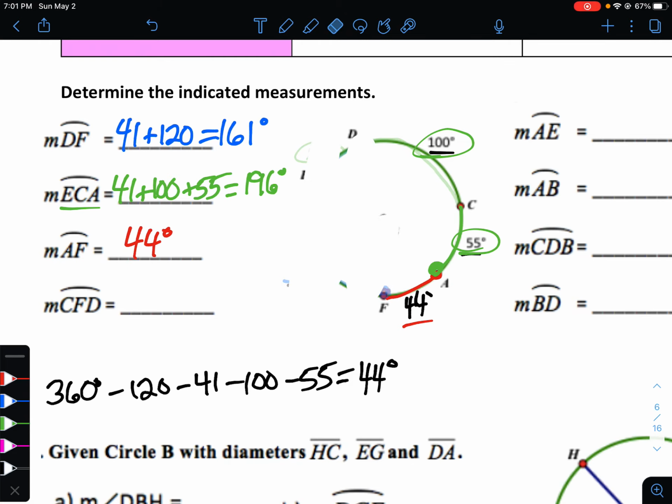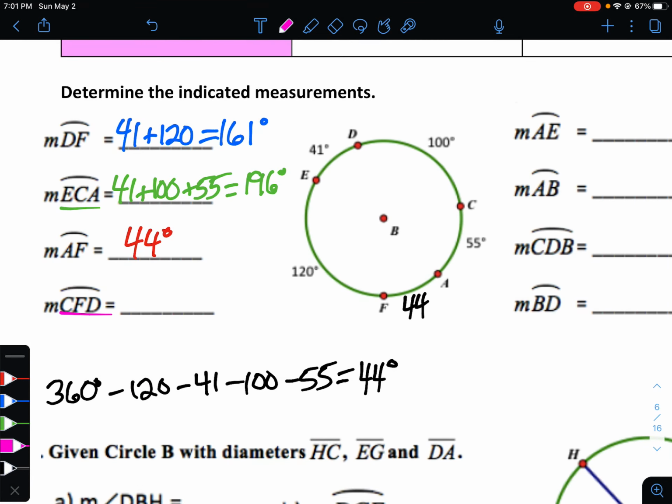For this last one, I'm going to go ahead and erase some of this stuff to make it a little bit easier to see. The one thing I'll leave on there will be that 44 degrees for AF, and let's find this last one, which is the measure for CFD. So starting at C, going around to F, and then ending at D, we can find that one of two ways. If we wanted to add together these four numbers that I've underlined, that would be one way to do it. But the easier way would be to just take 360 minus the section we don't want. We don't want from C to D. So that would be to take 360 minus 100, and that's 260 degrees. That would be the measure of arc CFD.